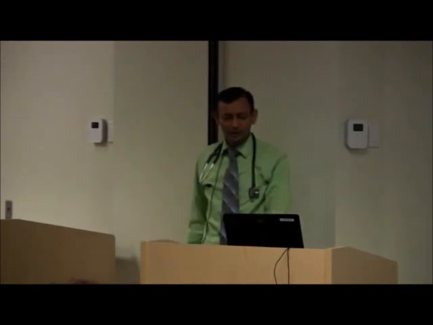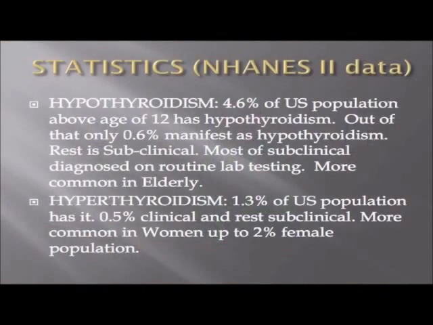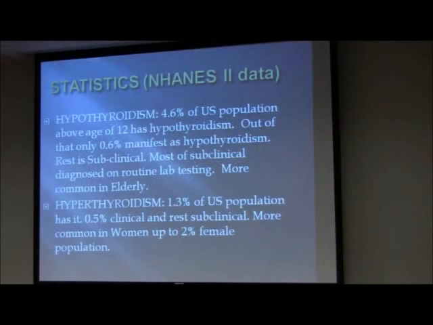Now, some statistics. NHANES is a large population-based study. 4.6% of the US population has hypothyroidism. And out of that, only 0.6% manifests as symptoms, like clinical hypothyroidism. The rest of them is subclinical, in which it just gets detected through routine labs. Patients might have some subtle, non-specific symptoms, and they might not know that they have it. So it's important to have those checked routinely.